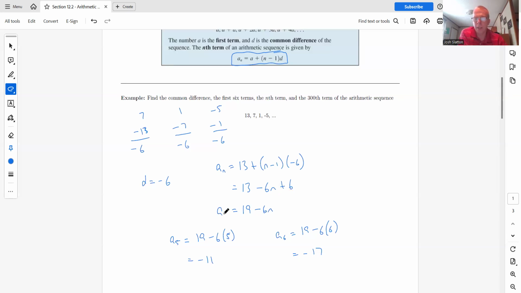So this would be the nth term. There is our common difference. We have given the first 4, there's the 5th and the 6th, and then the 300th, we can just plug in 300 for the n. So I may have done this a little bit out of order from the way they want you to do it, but that's okay. So that would be 19 minus 6 times 300, which would be -1781.